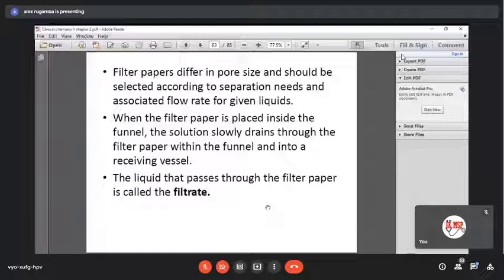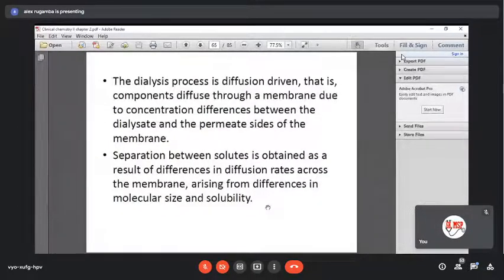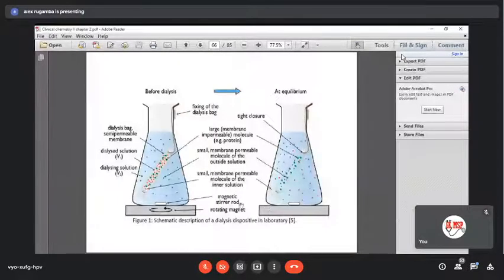So dialysis is also another kind of separation. Basically, the solution is put into a bag, or contained inside a semi-permeable membrane. The large molecules are retained within the sac, or on one side of the membrane, while the small molecules and the solvent diffuse out. So you put everything in a bag or a container that is semi-permeable. Then the large ones will stay inside and the small ones will go out with the solvent. Like this one, you see this is in a bag. It is a composition of a lot of particles. After a certain time, the small ones will leave and be in the solvent, while the large one, this green one, will stay inside.